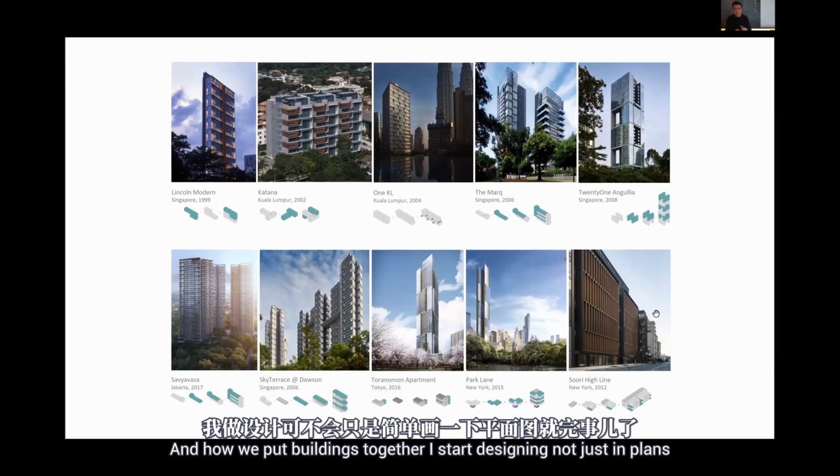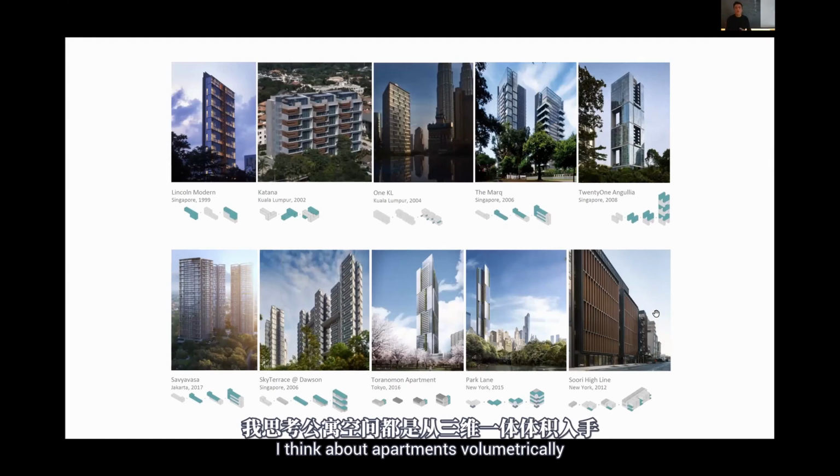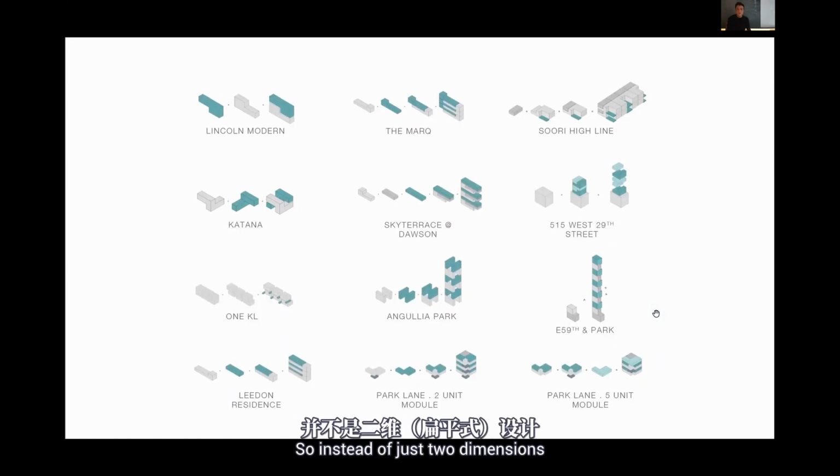I start designing not just with plans. When a project comes with requirements, I start to think about volumes. And all those diagrams show that I think about apartments volumetrically. So instead of just two dimensions, spaces can have double height. It can have exterior spaces that are double height, and it opens up a flexibility of design.